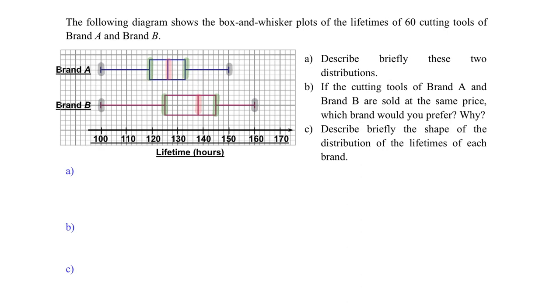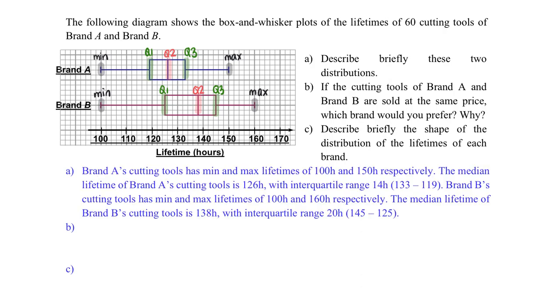So this is my minimum, maximum, this is my median, which is Q2, and I have my Q1 and Q3. That will allow us to find the interquartile range.